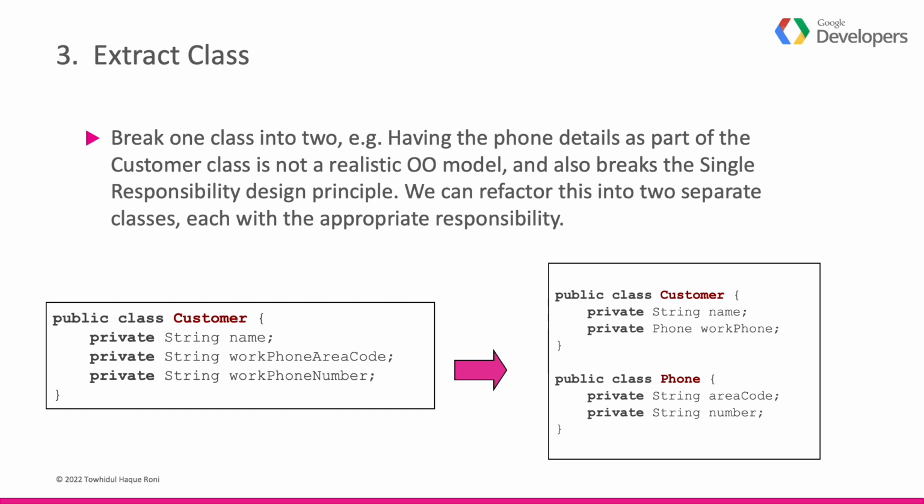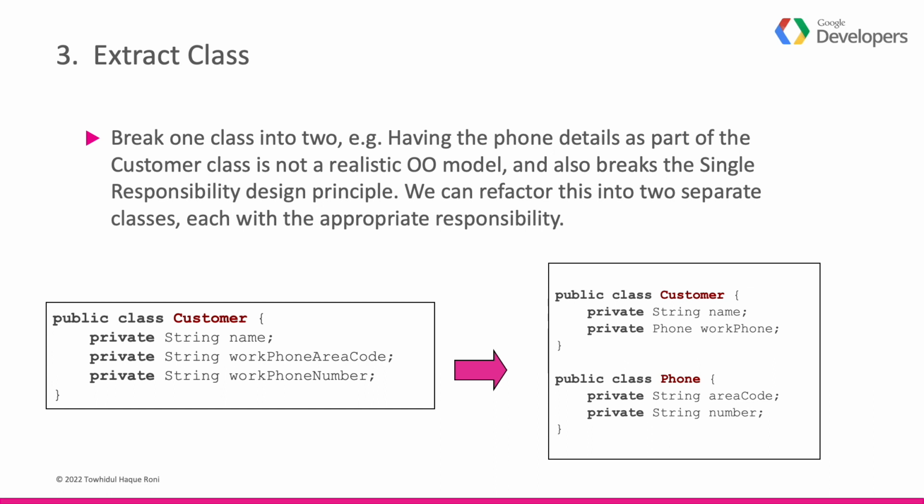In the refactored code, we have created a new class Phone, which encapsulates the area code and the phone number fields. The Customer class no longer directly holds the work phone details. Instead, it references an instance of the Phone class. The refactoring improves the overall design by dividing responsibilities more effectively. The Customer class now focuses solely on the customer-related information, while the Phone class is responsible for handling phone details. Each class has a clear and distinct purpose, making our code more maintainable, extensible, and aligned with the principles of object-oriented design.